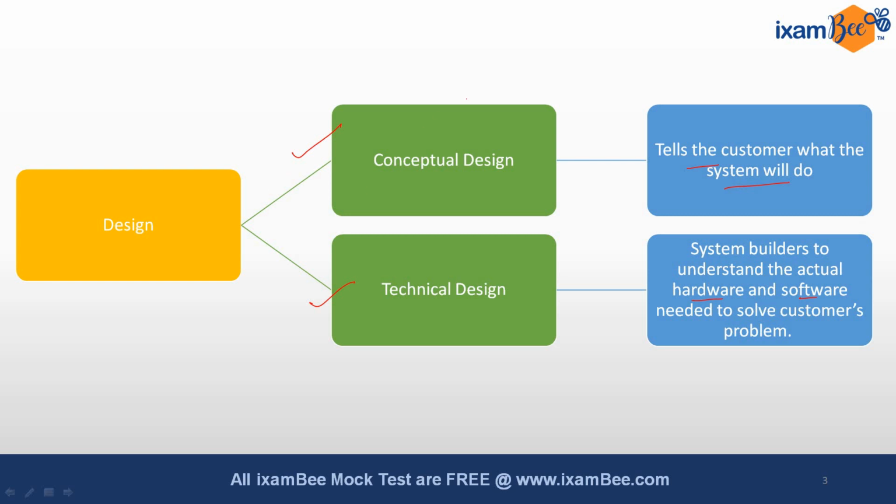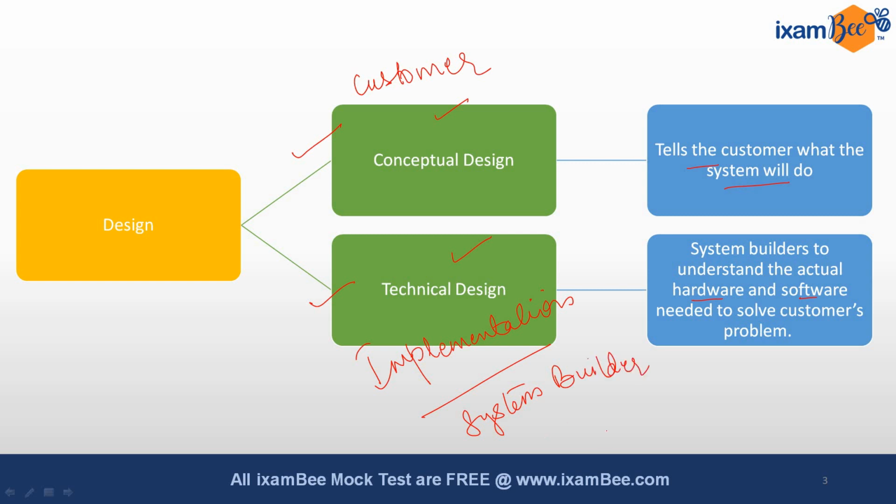So in design, we have two things: one is the conceptual and one is the technical. The conceptual one is from the point of view of the customer, and the technical one is from the point of view of the implementation, or you can say the system builders, or you can say the software system.